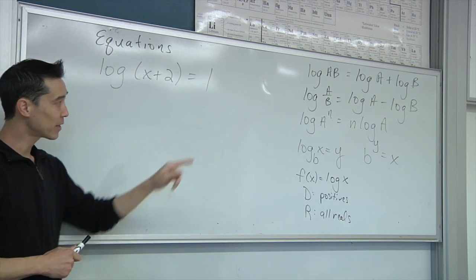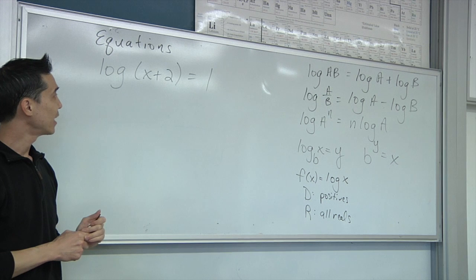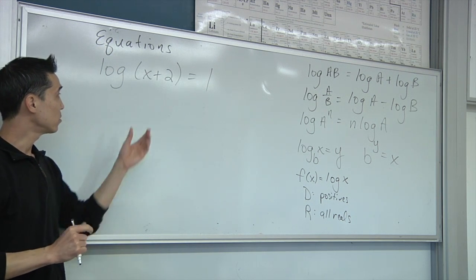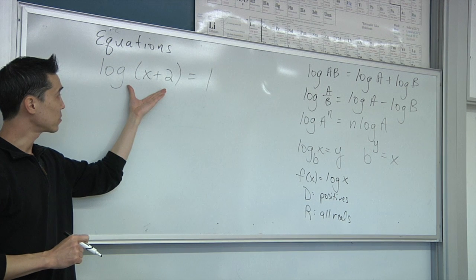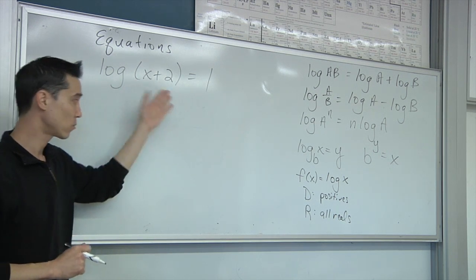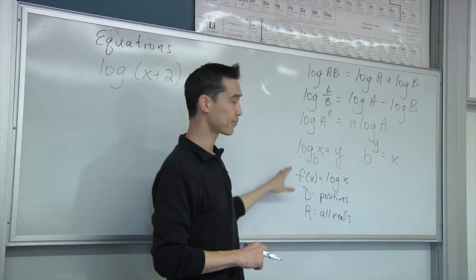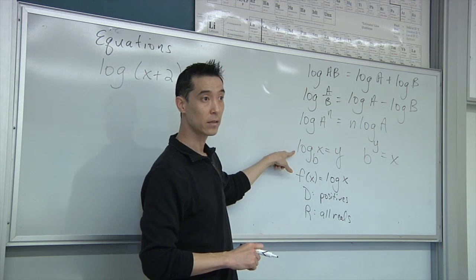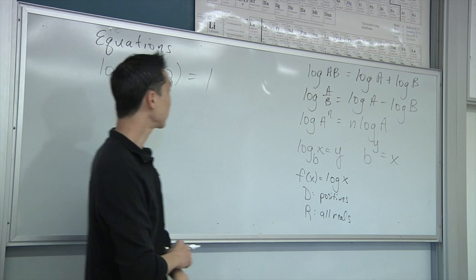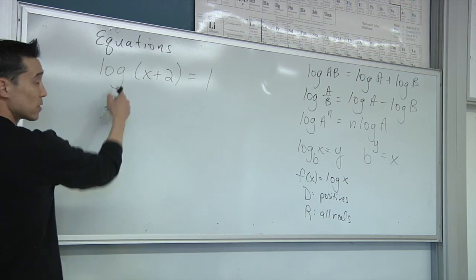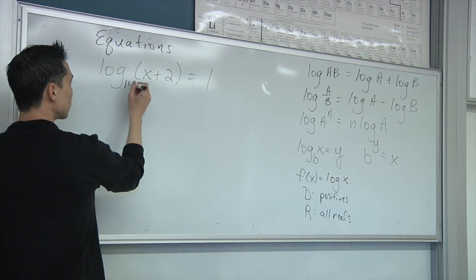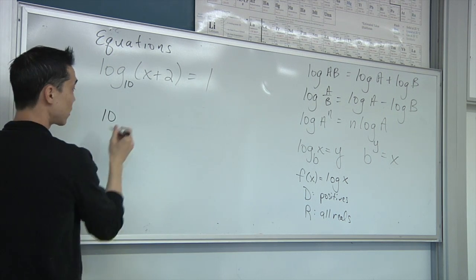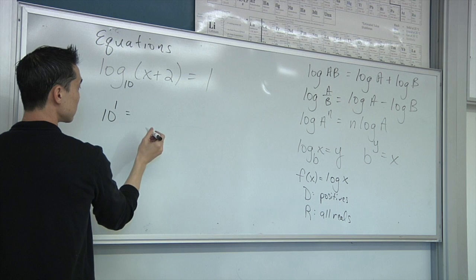Looking at these things over here, what I would like to do is write this equation without the log. Is there one of these rules that allows me to do that? The fourth one. Yeah. So let's write it in exponential form. How do I write this in exponential form? What's the base of log? 10. So 10 to the first equals x plus 2.